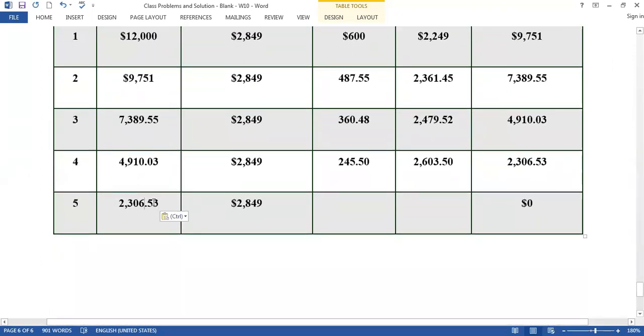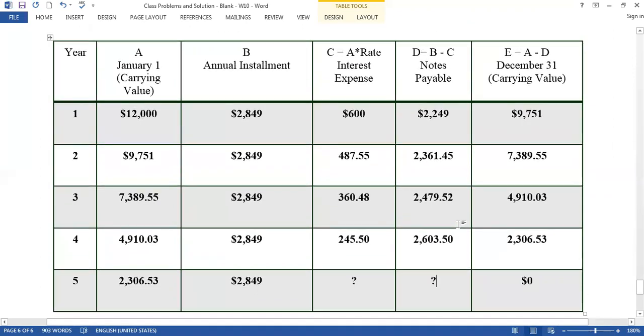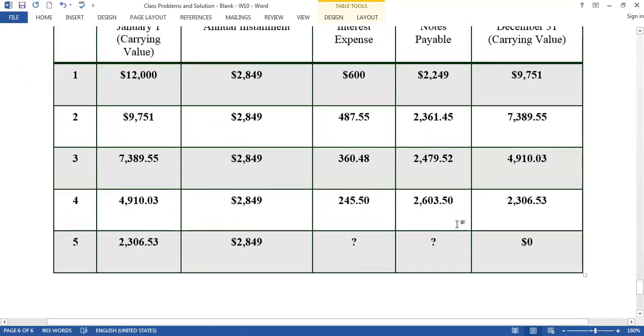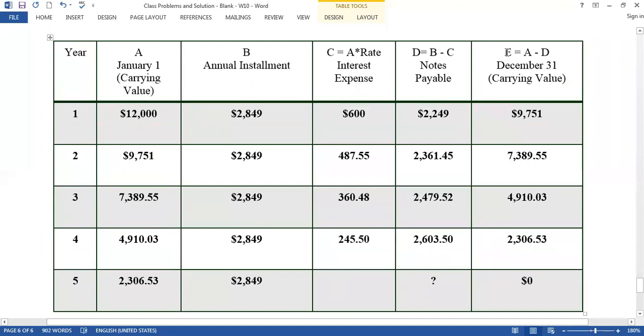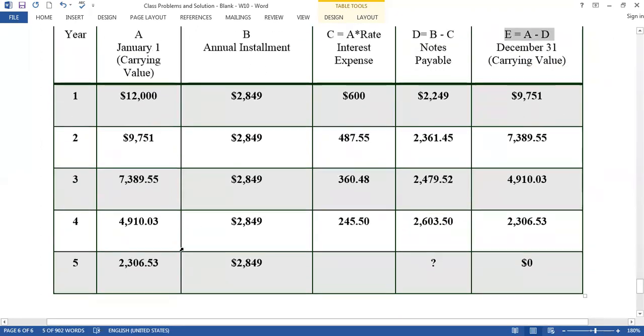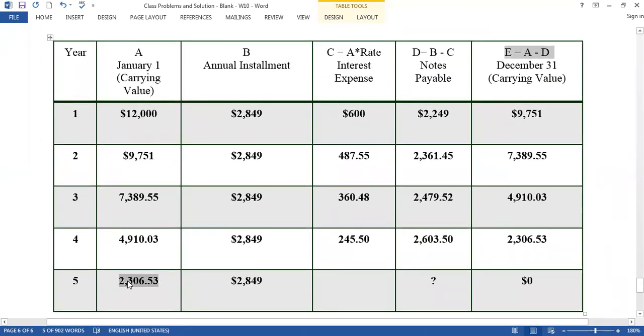Now look at here. These two are important. I told you in the previous lesson that these two you have to calculate by using a plug number. So first you have to calculate this one, because we know the formula of E: E means A minus D, right? A and D should be the same amount. If A and D are the same, A minus D equals 0, right?